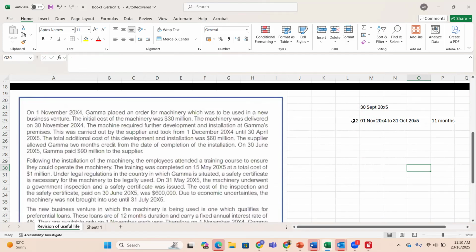Now, what is to be capitalized? What is to be written off? Out of this 11 months interest at 4%, what is to be capitalized? What is to be written off? When should I start capitalizing interest?